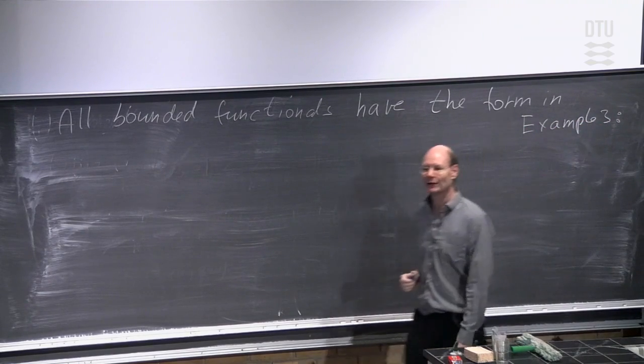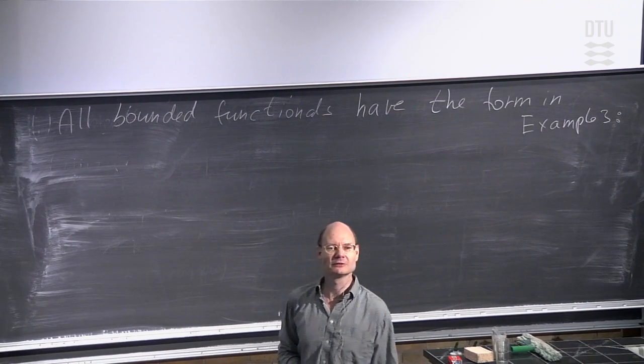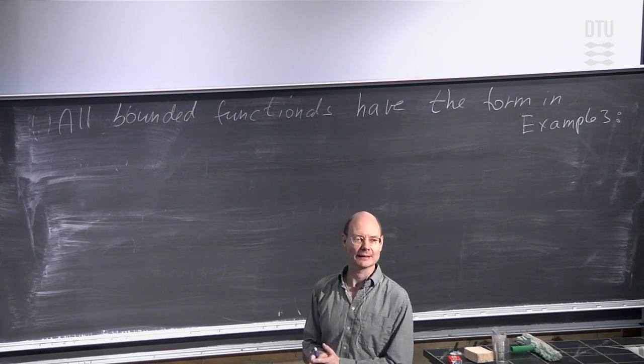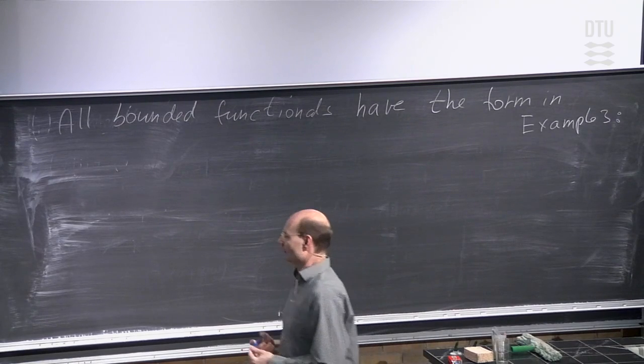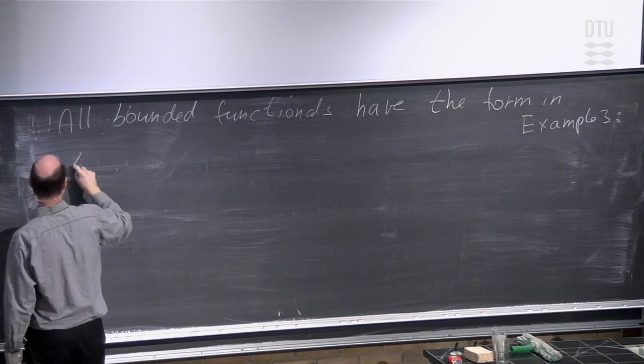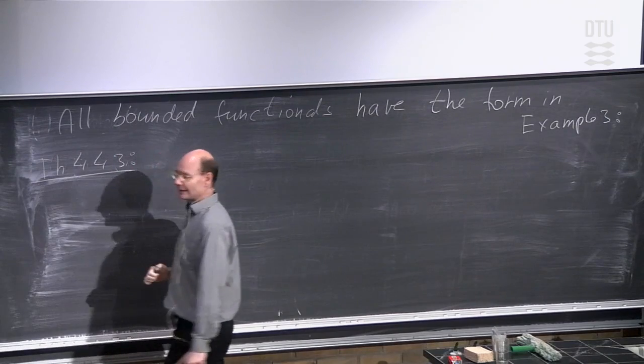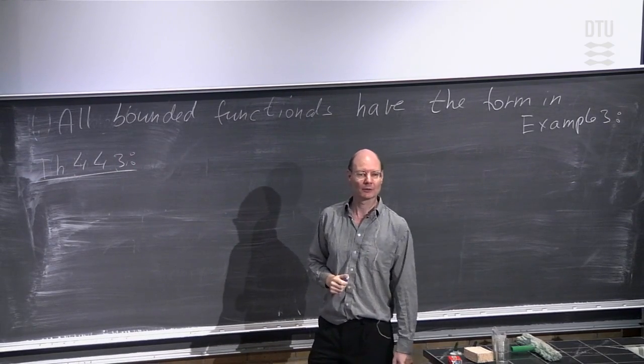So you see, sometimes I put a number on the example, sometimes I don't. And if I don't put a number, this is usually because I don't plan to use that example again. So the theorem says that now let's look at any bounded functional.